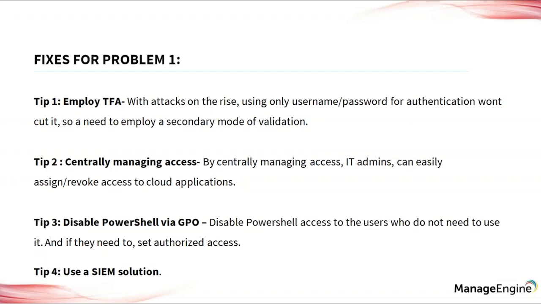Tip number 3 is just disable PowerShell, right? If your end users do not need to use it, please disable PowerShell, right? And if they do need to use it, please set up authorized access, right? And tip number 4 is use a SIEM solution. A SIEM solution basically gives you details about the who, what, and where of the attack. Right now, we do have an in-house SIEM solution called Event Log Analyzer, and I have left a link to it within the slide, so you can download it and test it out in your environment.